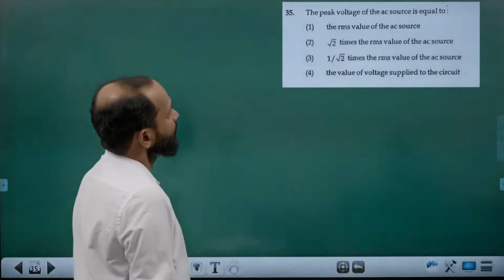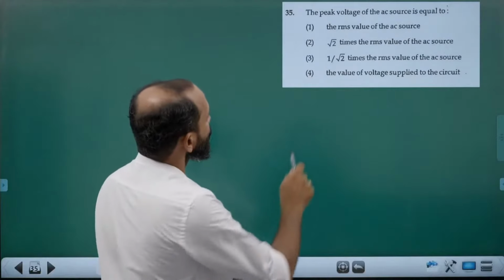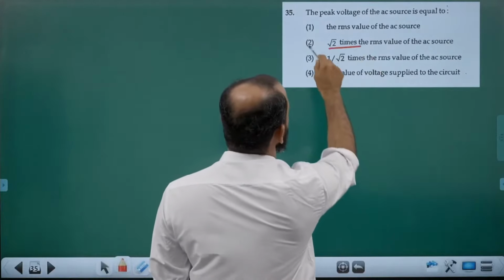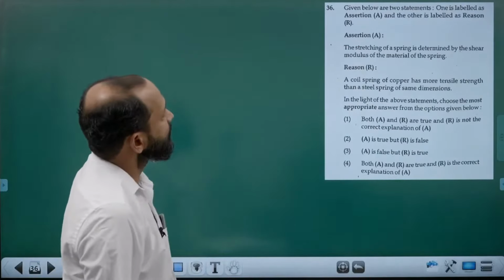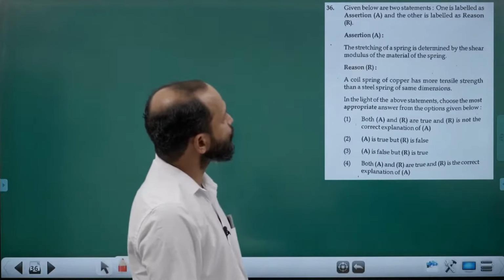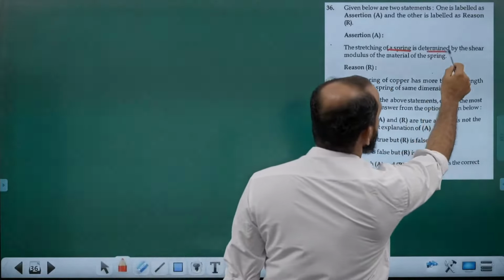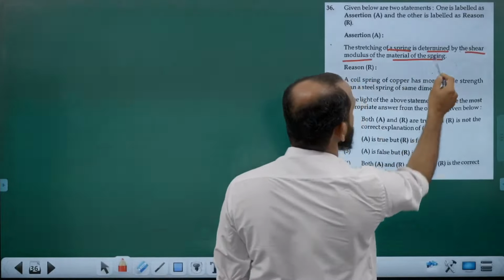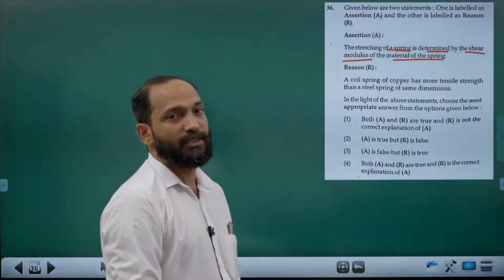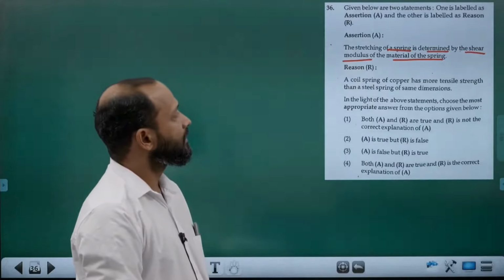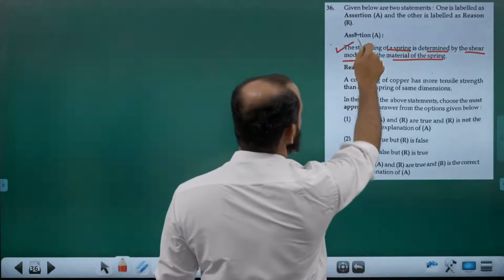Next, 35. Peak value of AC source: peak voltage is equal to root 2 times RMS value. It's a very simple question out of this paper. 36. Given below two statements. One, stretching of a spring is determined by shear modulus of the material of the spring. Okay, only shape changes, so the relevant elastic modulus is shear modulus. That is true. So statement 1 is true.